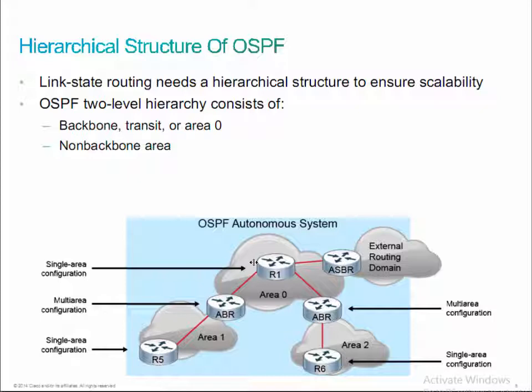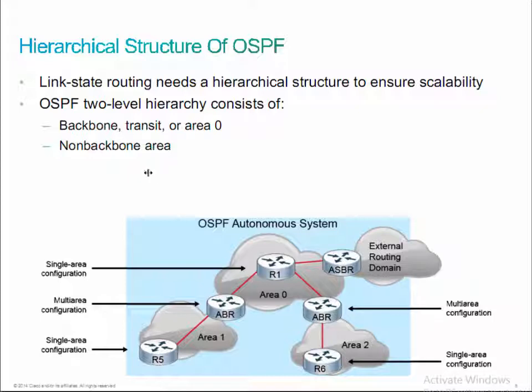Conversely, router five and router six are considered to be internal routers because they have all of their interfaces connected into a single area and it's not the backbone. So R5 is an internal router to area one, R6 is an internal router to area two. The ABR stands for Area Border Router. That's going to be any router that has at least one interface attached to area zero and the remaining interfaces attached to other areas.